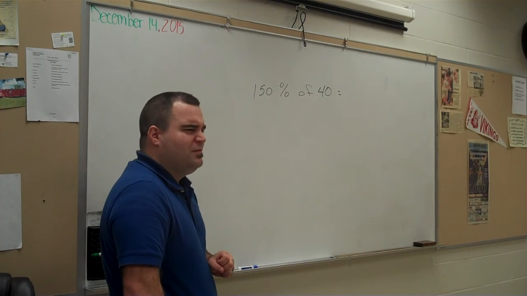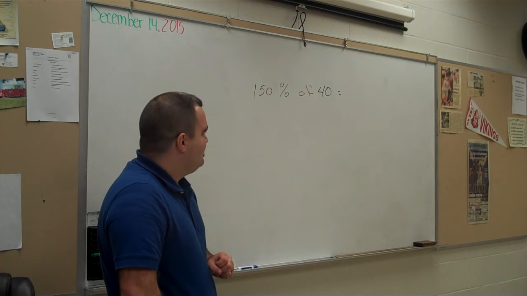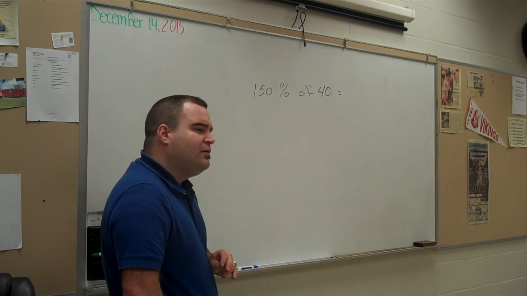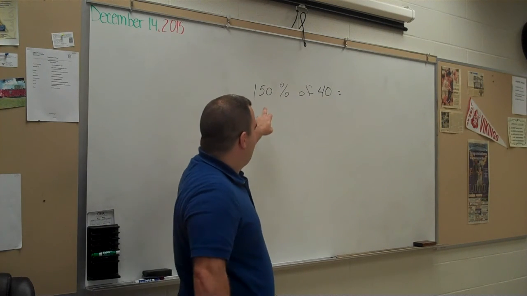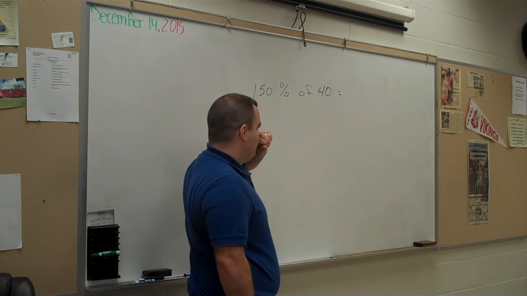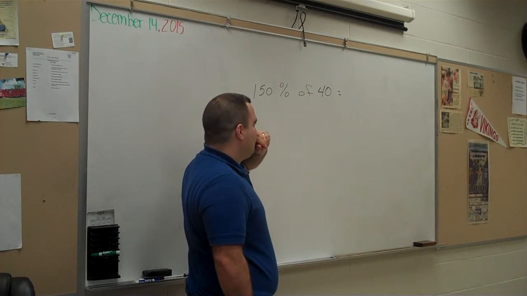What do you want to do? No, go ahead. You want to take out zeros? Yes. I wanted to take out that 0 and then do 15 times 4, and then after we get that answer, you put the decimal point and then put the 0.